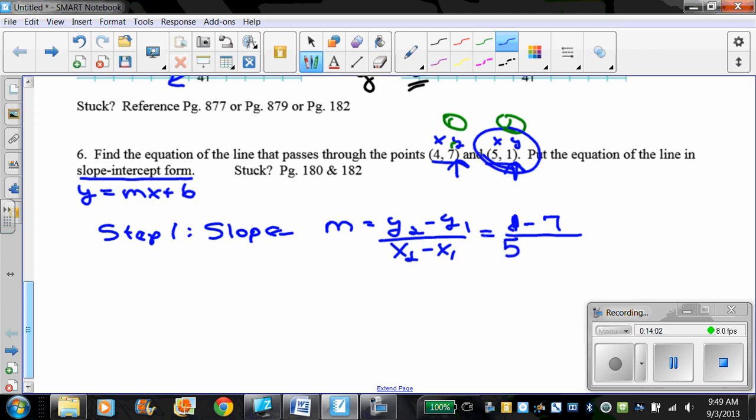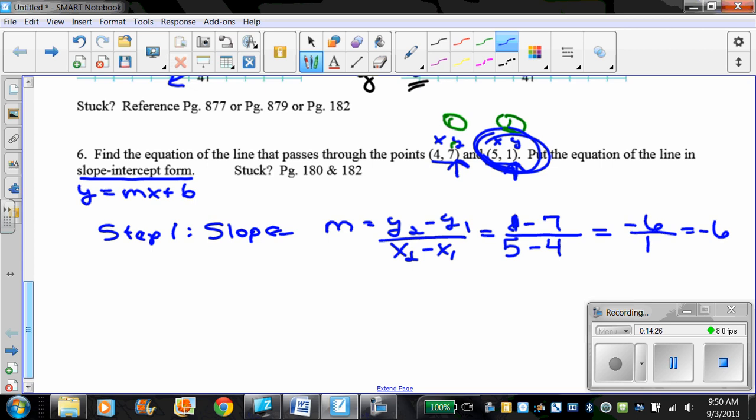So 5 minus 4. Again, you find the difference in your y's and the difference in your x's. It doesn't matter which one goes first, but once you choose which y is first, then the x has to correspond. So 1 minus 7 is negative 6. 5 minus 4 is 1. So this has a slope of negative 6.